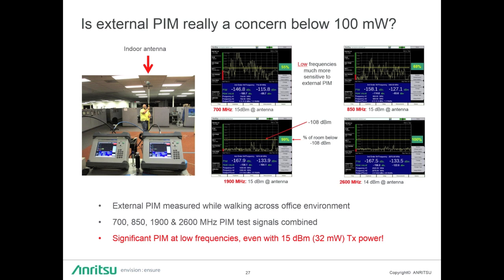All right, so I've been talking a lot about 100 milliwatts being a problem in building, and I can almost feel the people on the call saying, well, that's crazy. There's no way that 100 milliwatts is going to be able to generate enough PIM to be an issue.